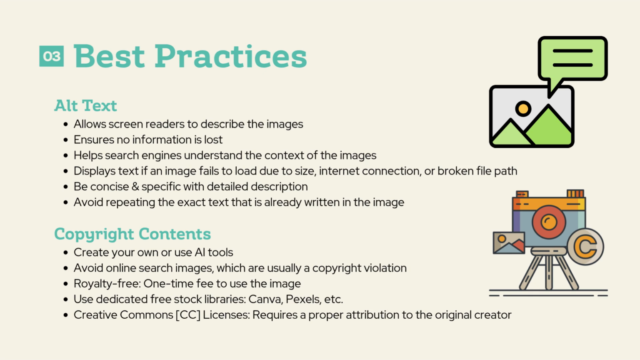We also must address copyright concerns. A very common mistake is pulling random images directly from an online search. This is almost always a copyright violation. Instead, you have better options. You can create your own original assets, use built-in AI generation tools, or buy royalty-free images where you pay a one-time fee. Best of all, you can use dedicated free stock libraries like Canva or Pexels. If you use images with Creative Commons licenses, just ensure you include proper attribution to give the original creator credit.